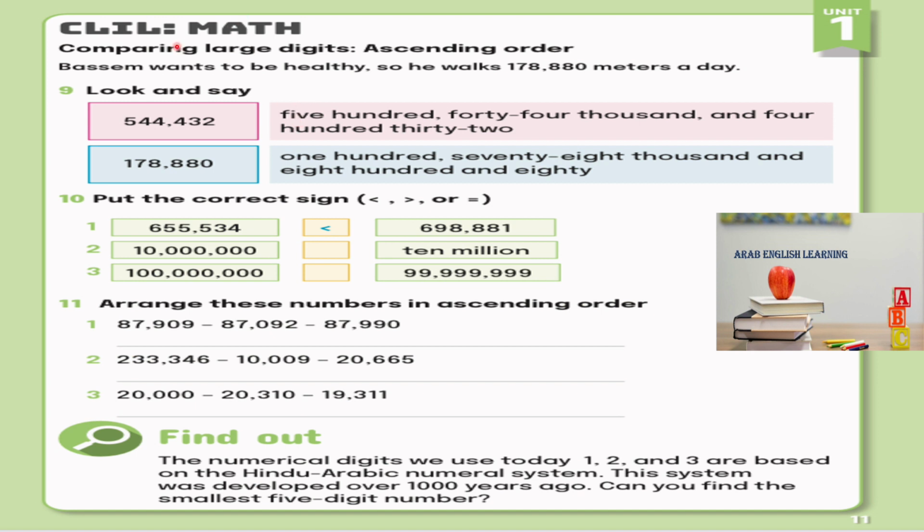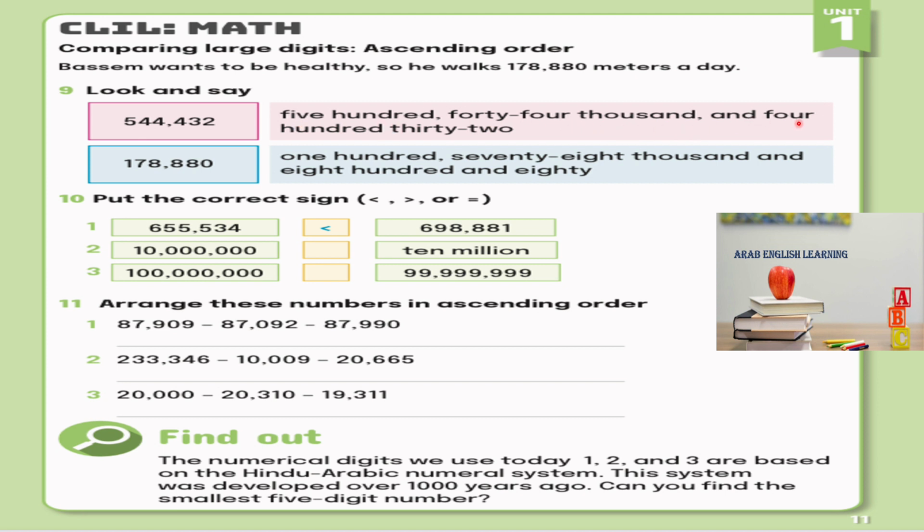Page 11. Connected to math, comparing large digits, which means large numbers. Ascending order means from the smallest number to the biggest number. Basim wants to be healthy, so he walks 178,880 meters a day. Exercise 9. Look and say. This is a digit, and this is how we say it.